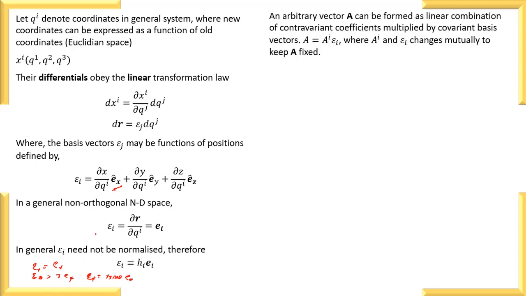Now consider an arbitrary vector. This arbitrary vector can be written as a linear combination of its contravariant coefficients ai multiplied by its covariant basis vectors epsilon i. So we are defining a vector in our generalized coordinate system with epsilon i as the basis vectors. So A can be written as a product of ai, epsilon i. So ai and epsilon i both change equally so as to keep A fixed. Not just the components change, the basis vector also changes. So here ai and epsilon i change mutually so as to keep A fixed.